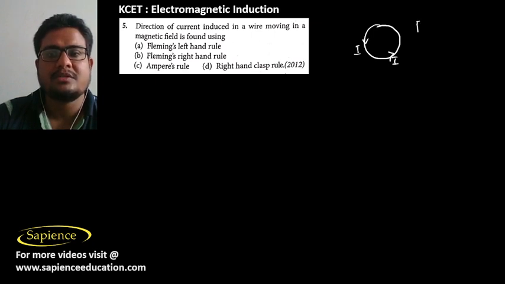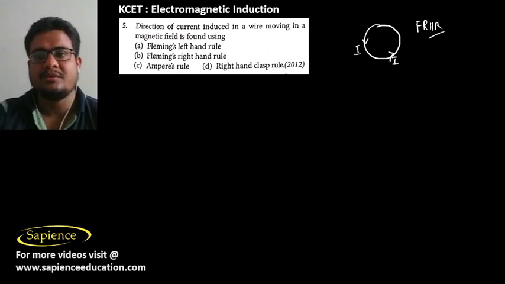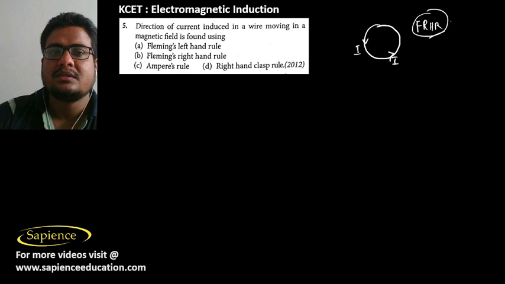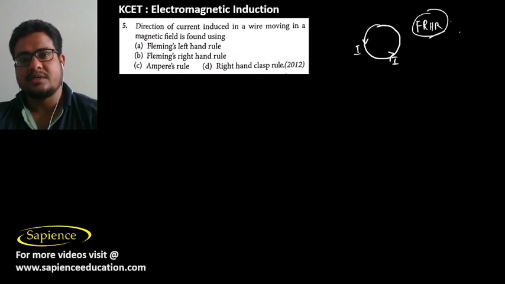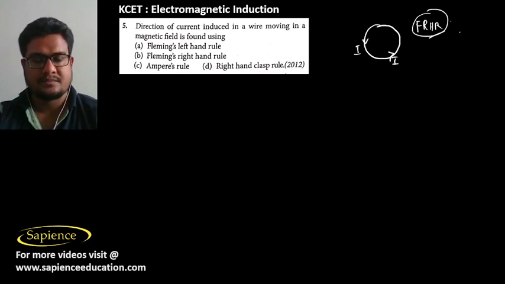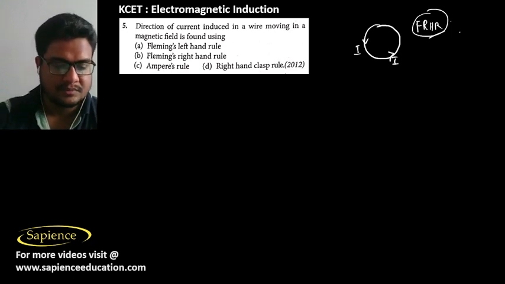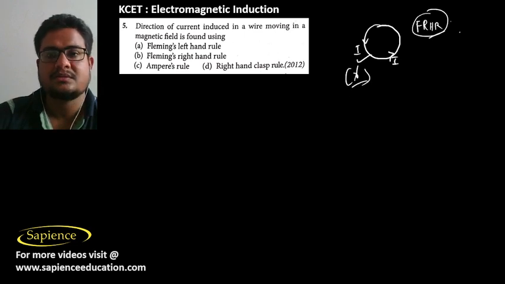By using Fleming's right hand rule. Since Fleming's right hand rule is used to find the direction of the induced current in a wire, option B is the correct answer.